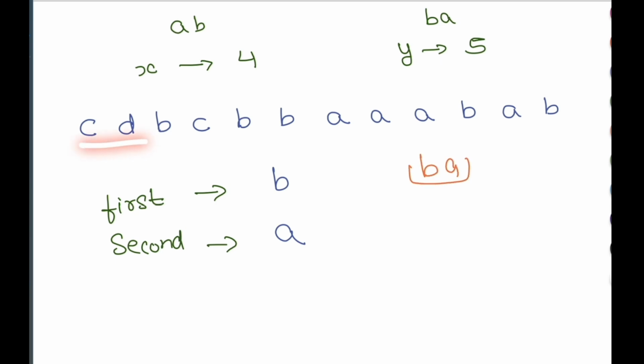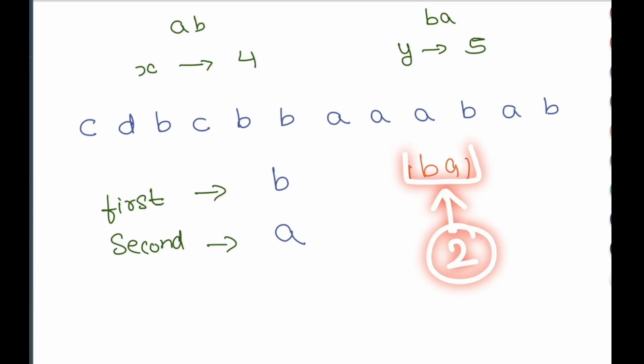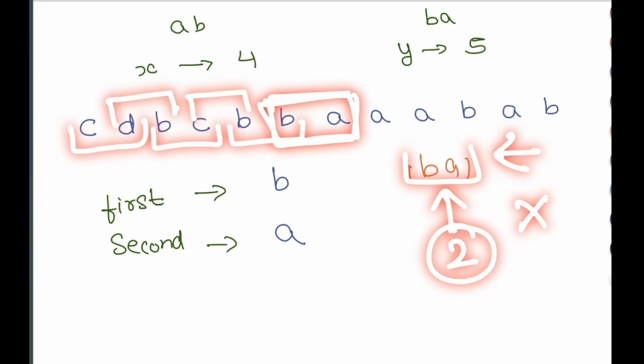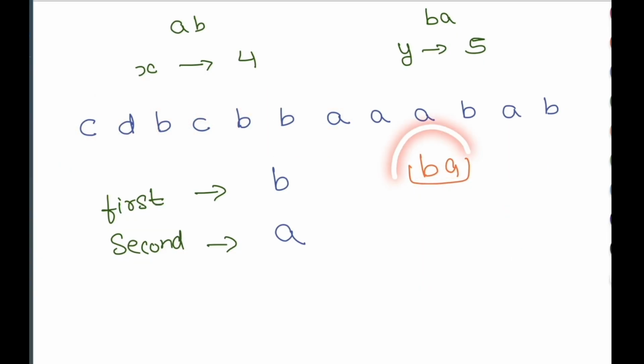I can say, okay, since I know that I'm searching for a substring of length 2, I will ask: are the first two characters in my string BA? No, it is not. Alright, are the next two characters BA? No. Are the next two characters BA? No. Next two, next two, next two. Yes, this part is BA, right? Now the moment we find a BA, I can remove this and gain Y points, or basically I can say 5 points.